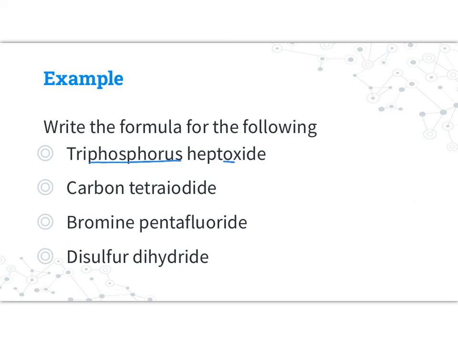Phosphorus and oxide, which is, remember, we changed its ending, that would be oxygen. So phosphorus and oxygen are our compounds. Tri means 3. Hept means 7. So P3O7 would be our formula. Carbon, iodine. Because there's nothing on carbon, remember it's mono, so it would have a 1 as a subscript, but we don't include the 1. Tetra is 4, so CI4.